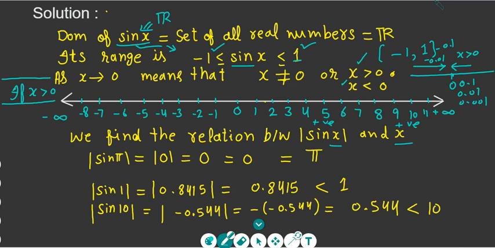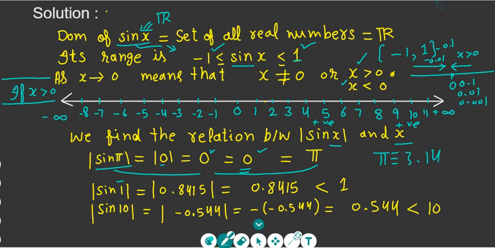We take the first positive number pi, which is equal to 3.14. We put in sine pi and its value is 0, and we take the absolute value of 0, which will also be equal to 0. In this case, the absolute value of sine pi is equal to 0. There is an equal relation. Now we take another positive number, 1.